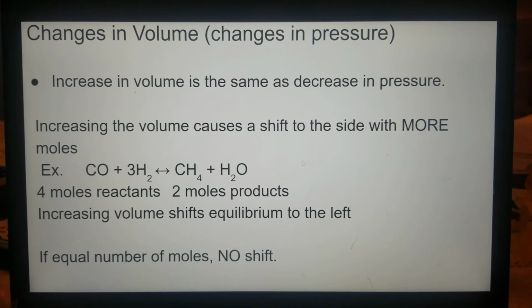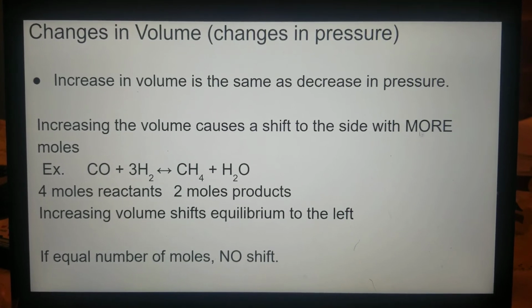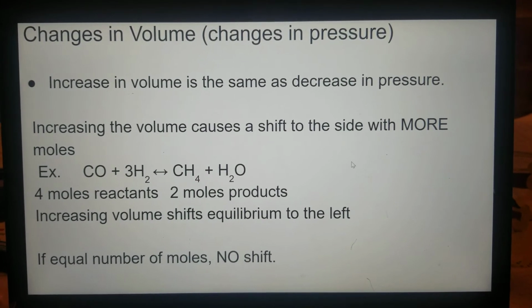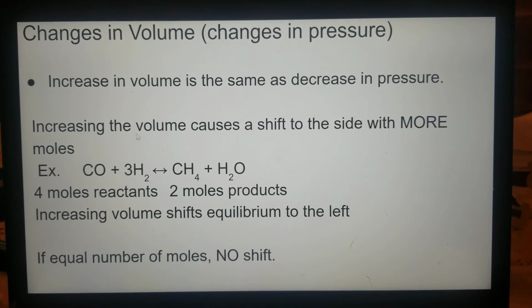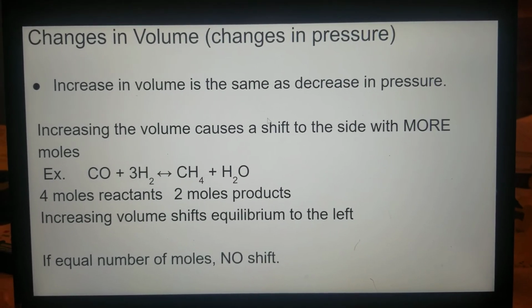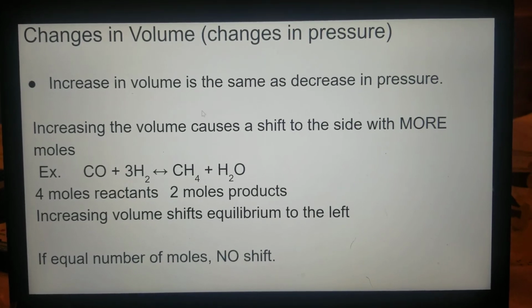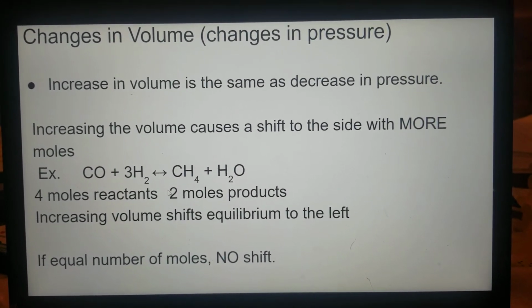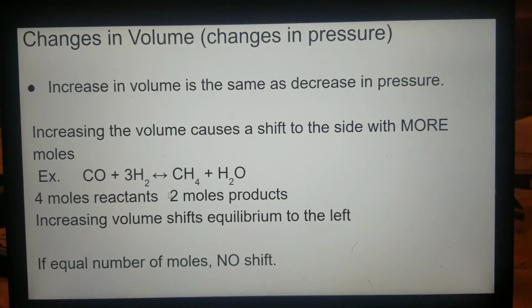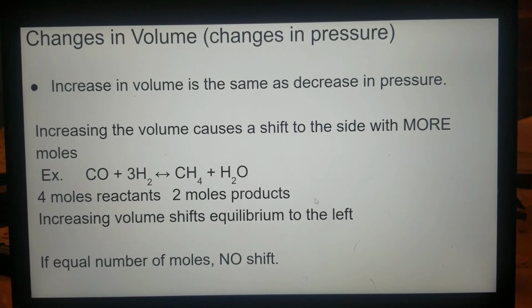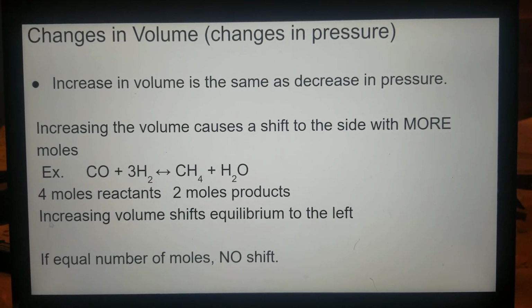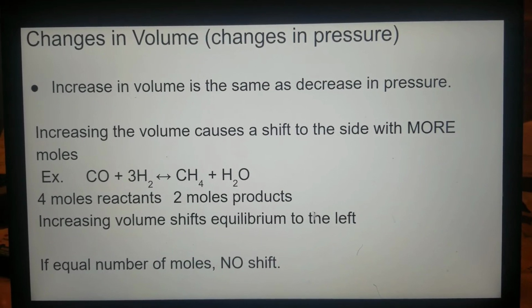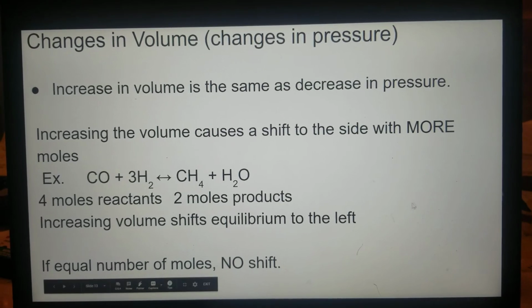So the side that has more moles, that's the side that the equilibrium is going to shift to if you increase the volume, aka decrease the pressure. Remember, it's the same thing. So increasing the volume for this reaction would shift to the side with more moles, which is the left. Okay? If there was an equal number of moles, then there would be no shift, and we do have an example for that.